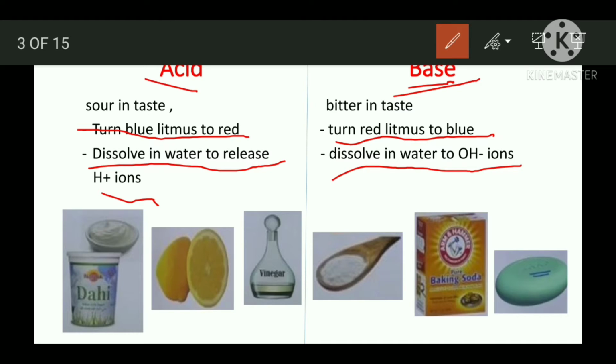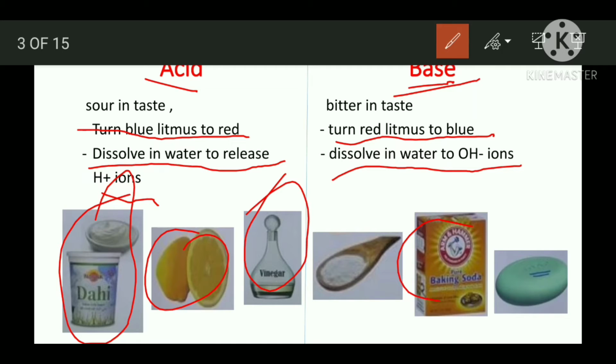See, examples of acids are our curd, lemon, vinegar. And examples of bases are baking soda, soap, and baking powder, etc. And the detergents we use are also bases.